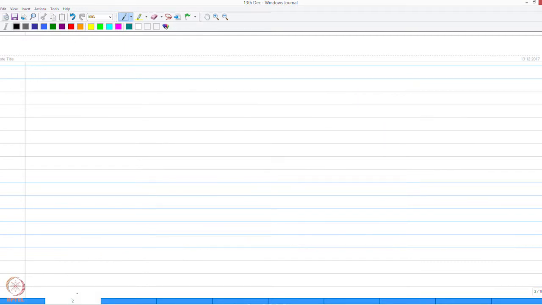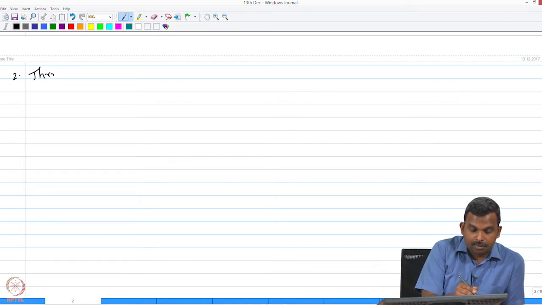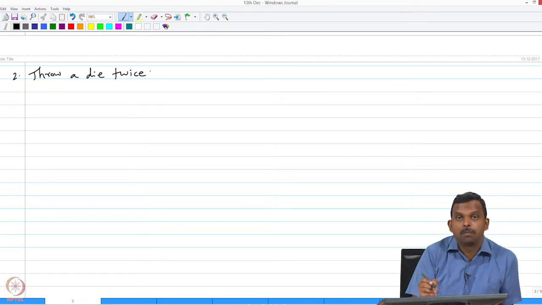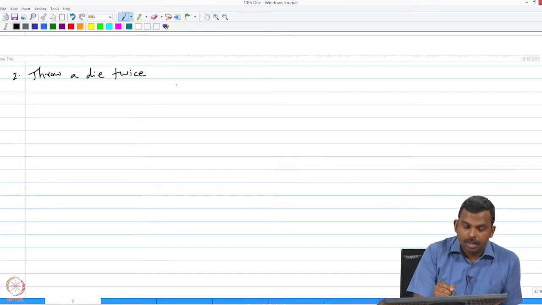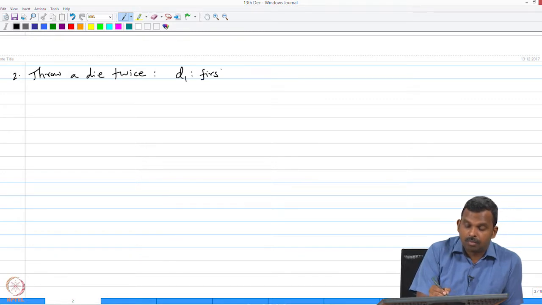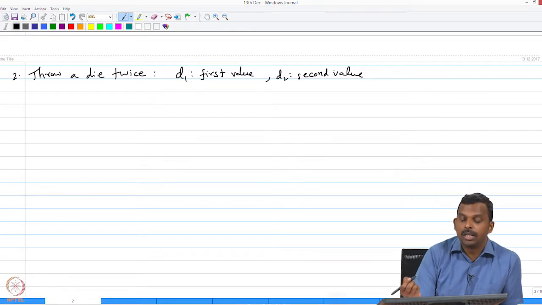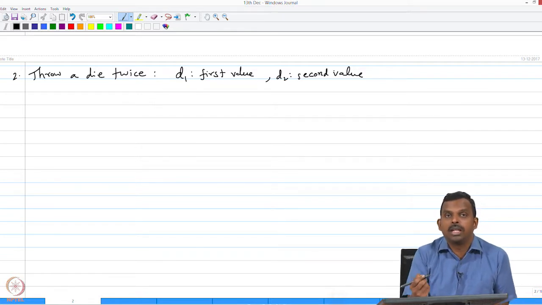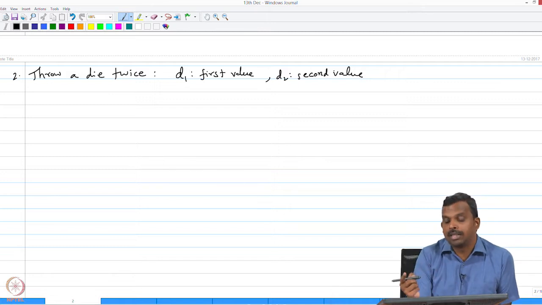Let us move on to the next experiment, which is throw a die twice. Okay. So, I am going to define 2 random variables here. You throw a die twice, let us say d1 is the first value and d2 is the second value. Okay. So, we threw the die twice, we got 2 values, the first value was d1, second value was d2. Now, d1 could be any one of 6 possibilities 1, 2, 3, 4, 5, 6. d2 could also be any one of 6 possibilities 1, 2, 3, 4, 5, 6.